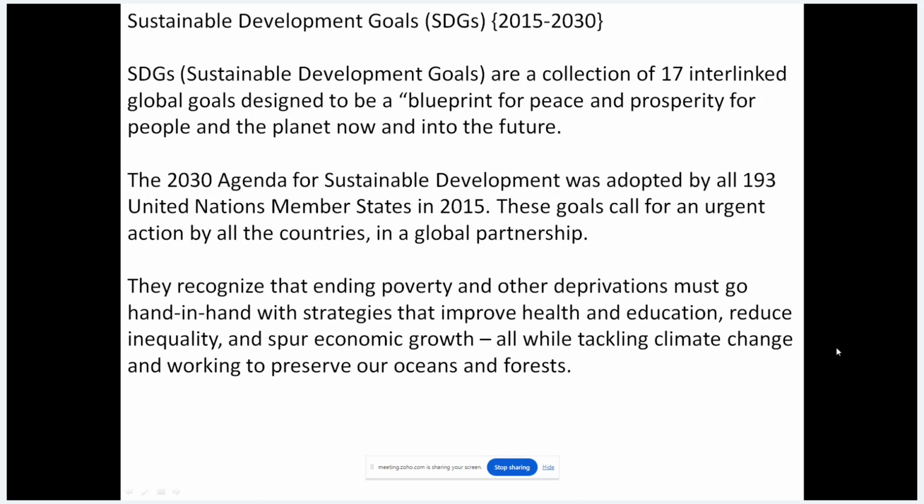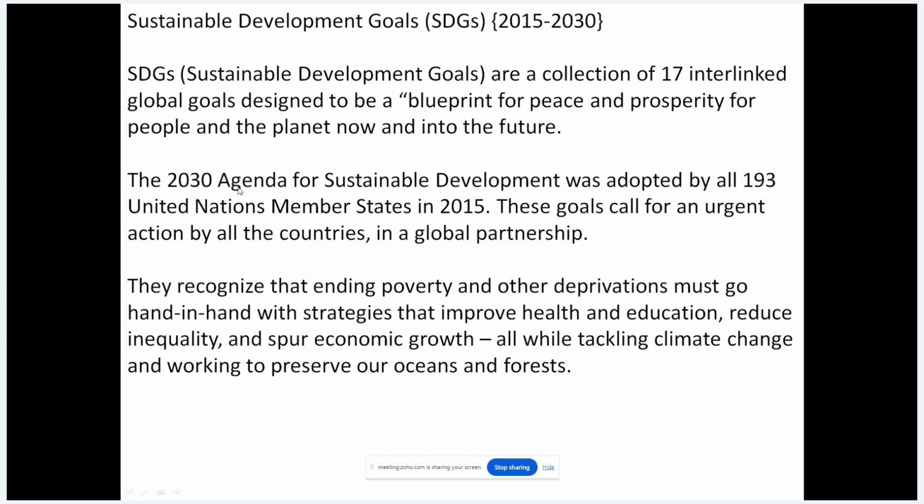So when we talk about SDGs, it is a collection of 17 interlinked global goals designed to be a blueprint for peace and prosperity for people and the planet, now and into the future. The 2030 Agenda, because now these have been planned for 2016 to 2030. Before that, what was there, we'll discuss in the next slide.